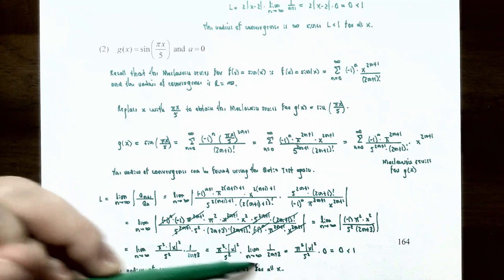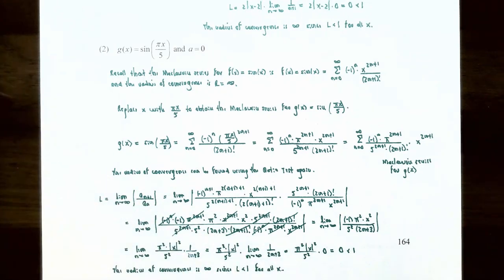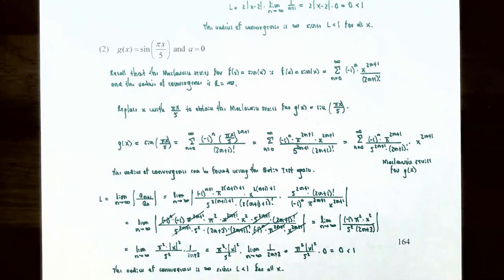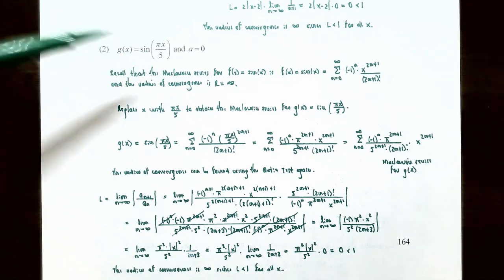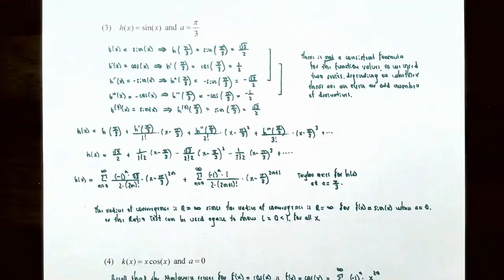This limit is 0 as n approaches infinity. And so this will be pi squared times the absolute value of x squared divided by 5 squared times 0, and that's 0. So the limit will always be less than 1 for all x values. So that means that the power series, or in other words, this Maclaurin series, will converge to the function g of x, which is sine of pi x divided by 5, for all x values. So the rate of convergence is infinity because the limit is always less than 1 for all x values. So let's try a couple more.